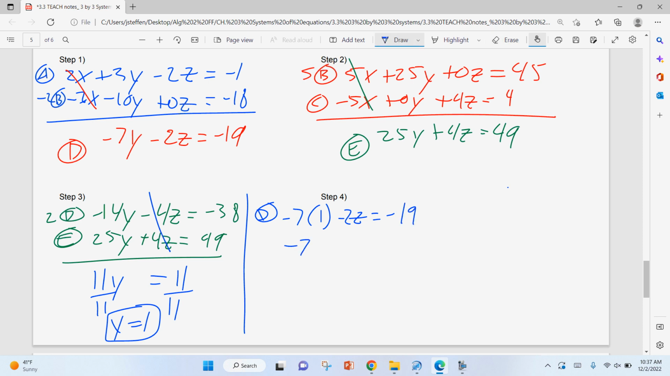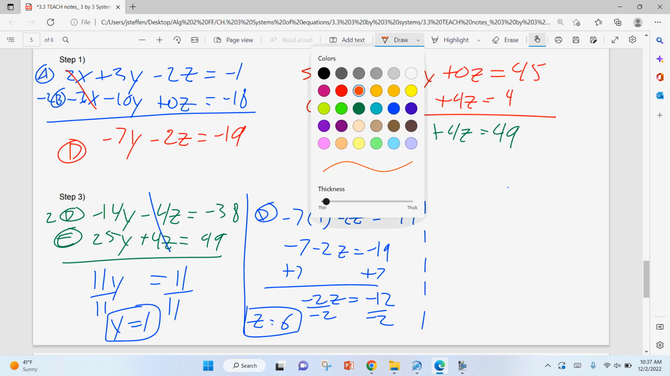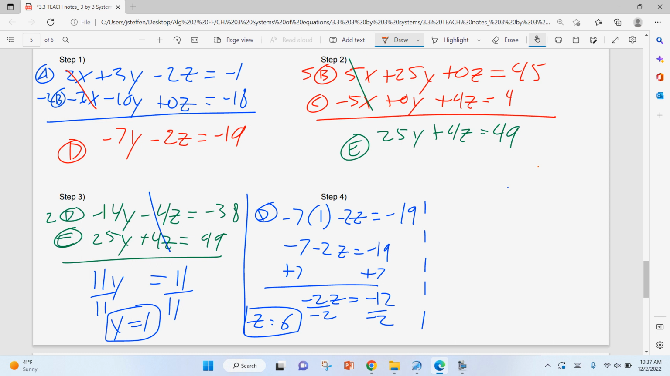So negative 7 minus 2z is equal to negative 19. Add 7 to both sides. I get negative 2z is equal to negative 12. My z ends up being positive 6. Now, again, I have my y and my z. Now I plug that back in.